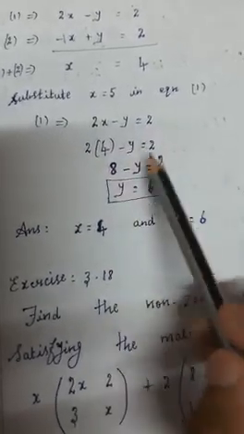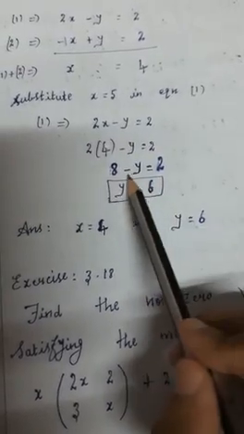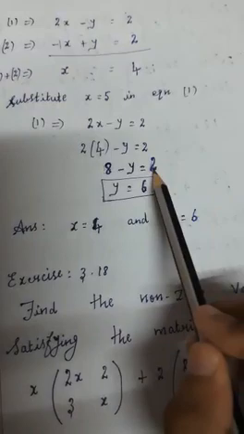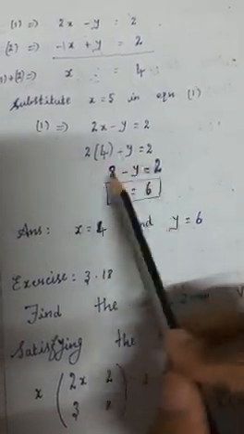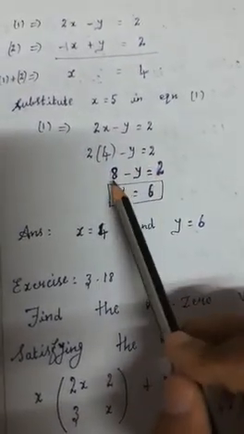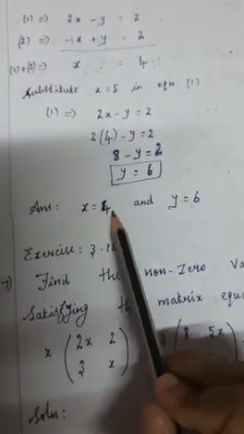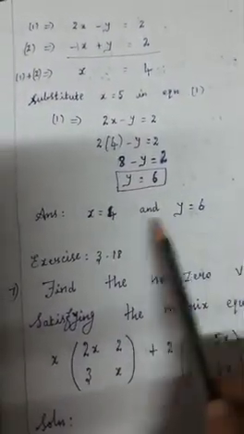Then this y, bring it to that side because it is minus. If you bring it to the right hand side, it will become plus y, and plus 2 if you bring it to this side will become minus 2. So then y value is equal to 8 minus 2, that is 6. Now you have got the x value that is 4 and the y value that is 6, that is the answer. Thank you.